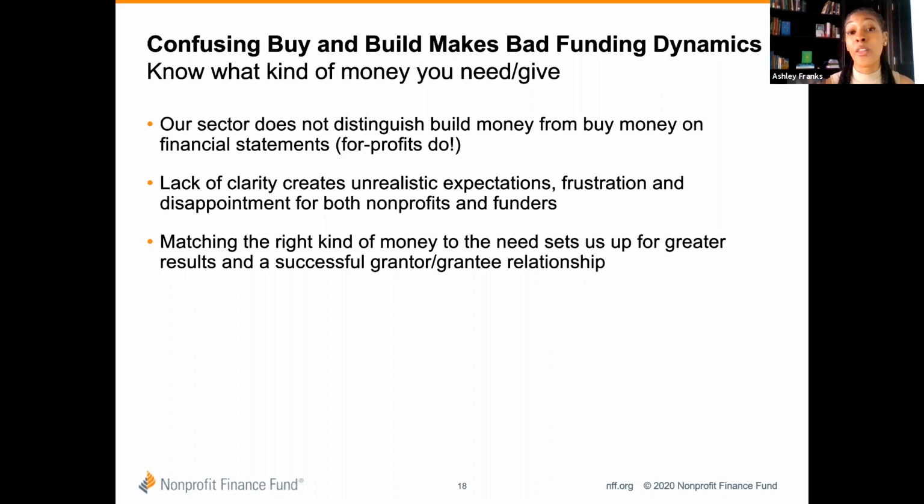Lack of clarity about whether an organization needs or is receiving build versus buy dollars creates confusion. It creates unrealistic expectations, and it is frustrating for both nonprofits and funders. When a nonprofit is able to say, hey, funder, this is the kind of money I need, and when, and the funder knows their rights attached to the kind of money they're giving, that really sets the partnership up for greater success.